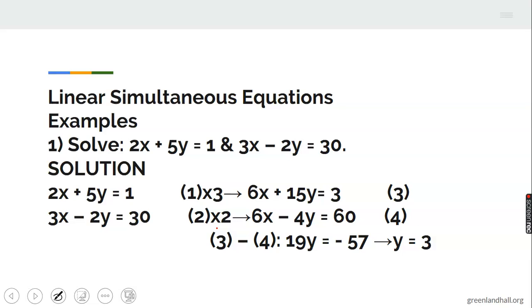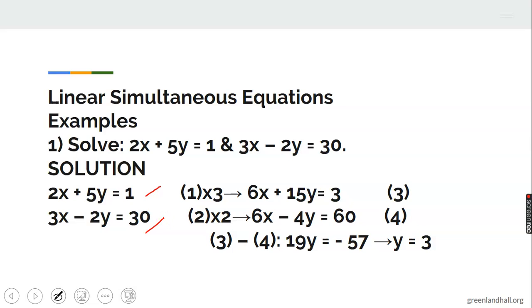This is the first example, two linear equations. You can solve simultaneous equations either through substitution, elimination, or graphical methods. Now I'm going to use either substitution or elimination. Here, this one is the elimination method. This is equation 1, and this is equation 2.